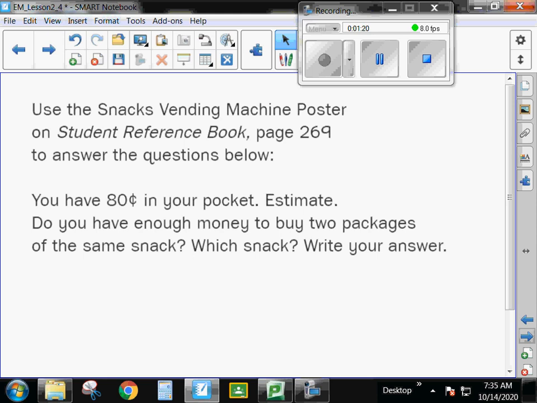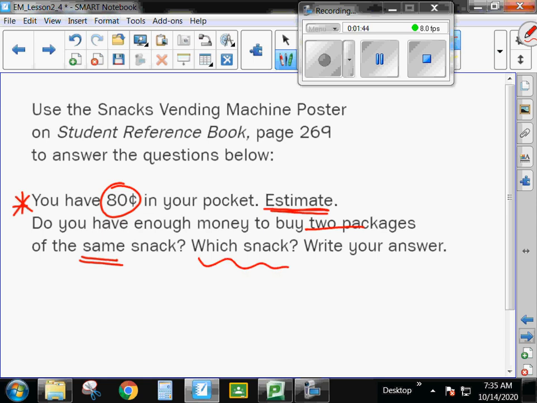All right, so let's just say, boys and girls, that you have 80 cents in your pocket. I want you to estimate. That means you don't have to figure out the real answer. You just estimate, get a good guess. Do you have enough money to buy two packages of the same snack? So we're looking for two packages of the same snack, and then it wants to know which snack.